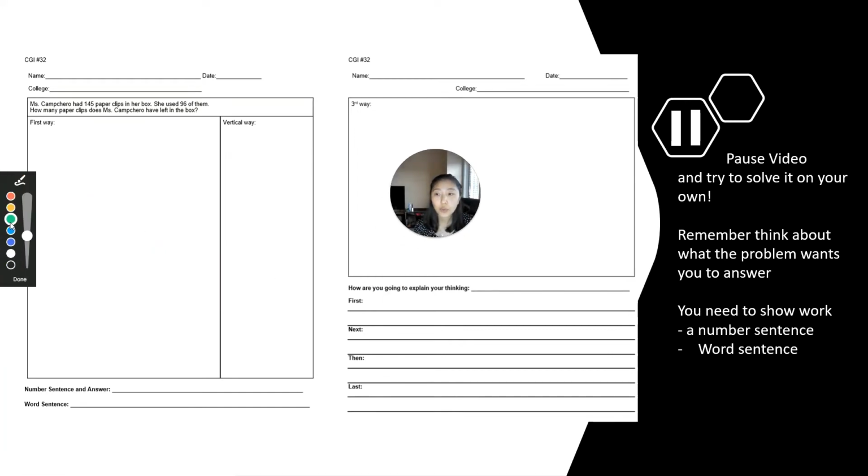And if you found the way that you liked that I did, that can go in here. And then here, you need to pick one of these ways to explain where did you start drawing? Why did you draw that? If I started with circles, why did you draw circles? I drew 5 circles because. I drew a box because. So this is that part where you have to explain your thinking.